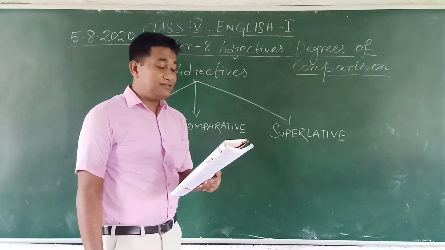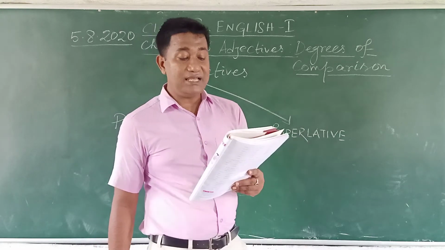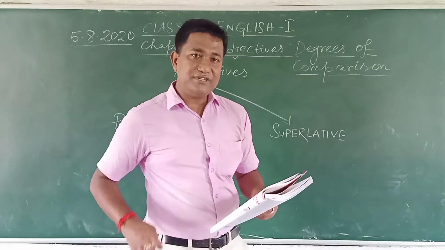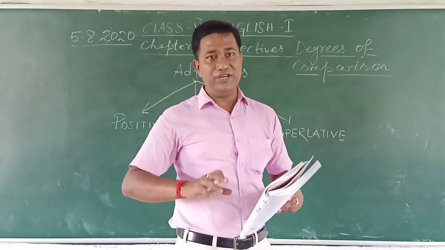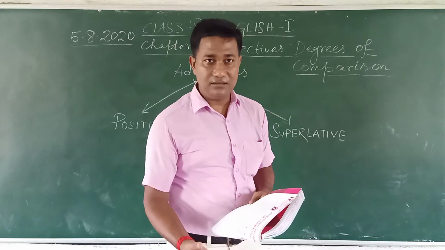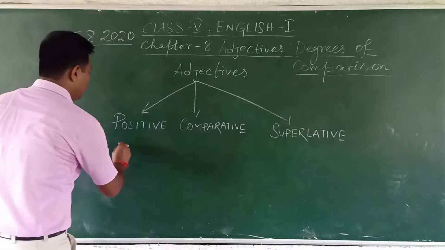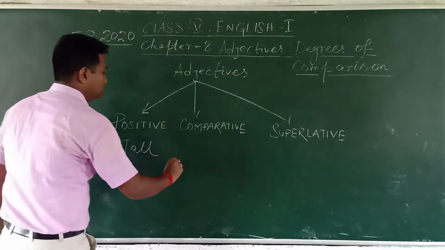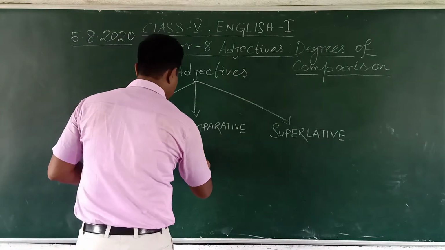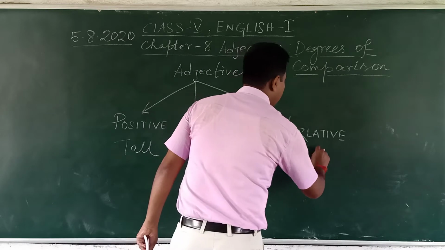Look at these sentences. Ramesh is tall. Akul is taller than Ramesh. Vijay is the tallest of the 3. At first I am going to give you some examples by which you will have some preconceived idea about what I will explain in the further part. So if I write here tall, then here it is coming taller, then here tallest.